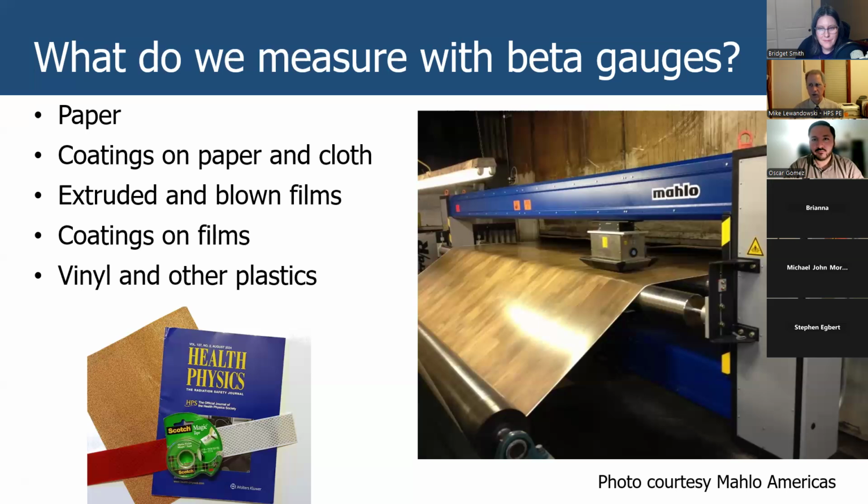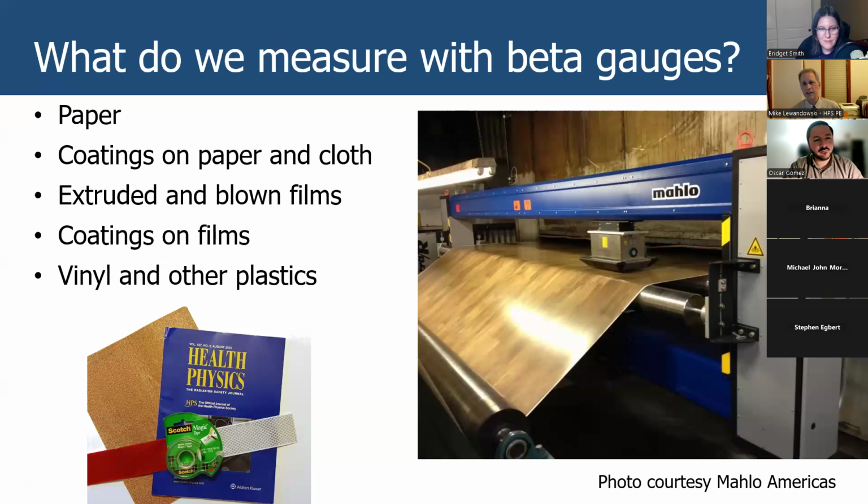So what we're looking at right now is a faux wood grain print that's coming through this coating process, and the thickness of the coating on that vinyl is being measured with the beta gauge. So a lot of things that we use in our everyday life are brought to us through the application of radiation gauging.